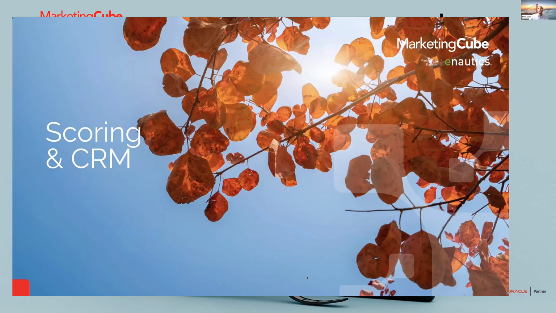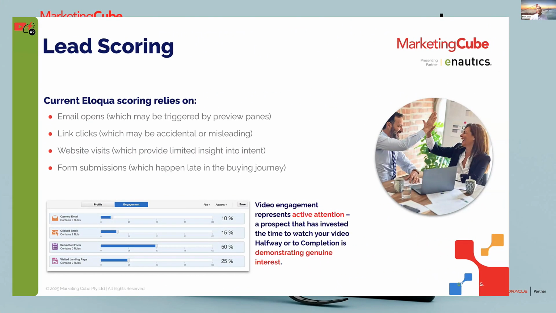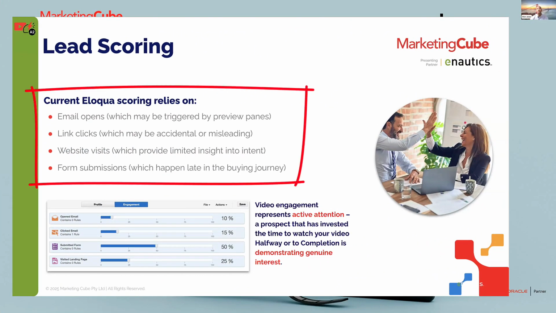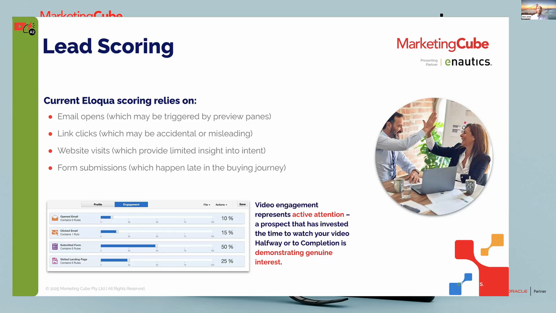In Eloqua, we know that we can do various types of lead scoring. So currently in Eloqua, your lead scoring relies on mostly four key factors: email opens, links that are clicked, website visits, form submissions, and also HVA, high valued assets or high value content that you might have put together as a group, and you're scoring them if they go to your key assets.